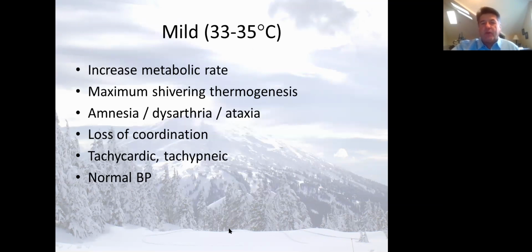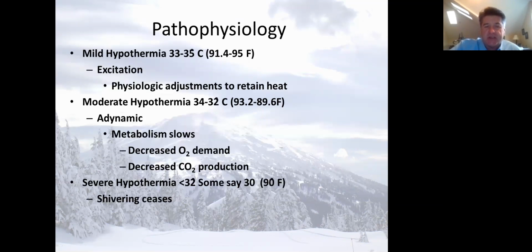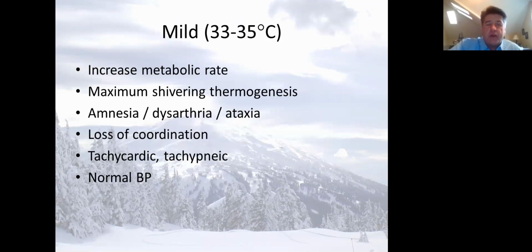So let's go back to our three syndromes. With mild, that's 33 to 35 degrees centigrade hypothermia, you get a mild increase in metabolic rate. Remember we said here, it's an excitation phase. You get a maximum shivering and thermogenesis. What your body is doing is, by shivering, it's trying to generate heat.